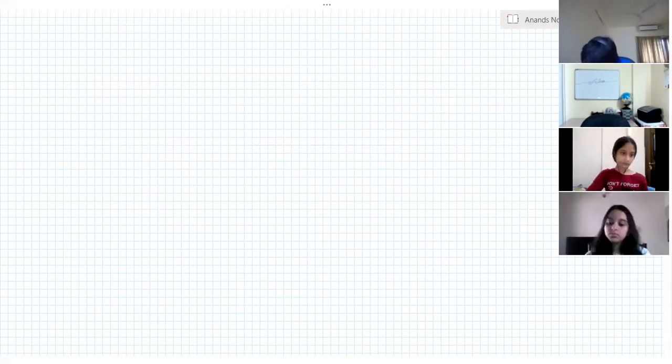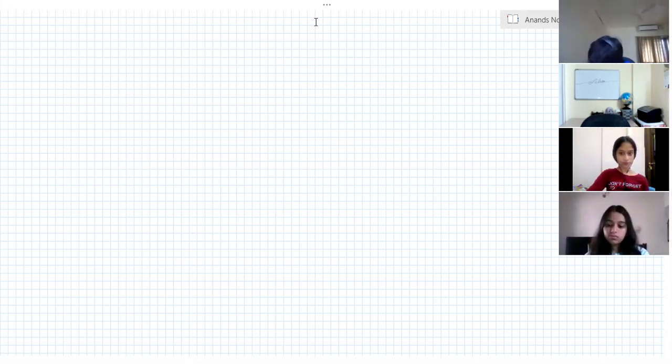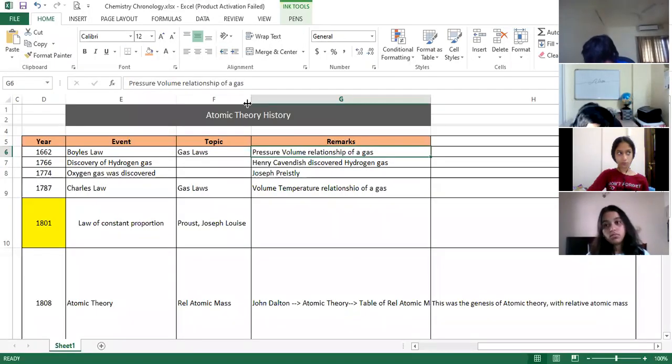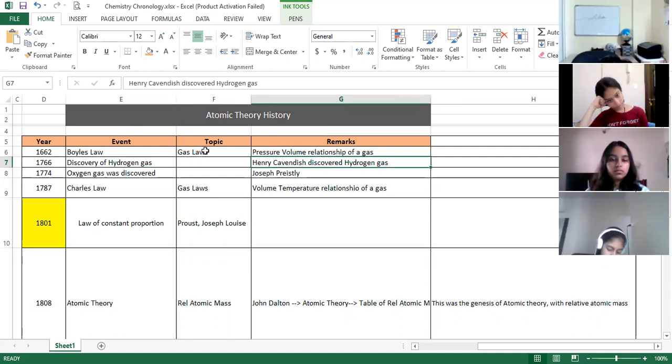Next, we would like to move into the next event that has happened. I don't want to detail each and every one of these things. The discovery of hydrogen gas happened in 1766. Till then, hydrogen as an element was not known. This was done by a scientist by name Henry Cavendish.